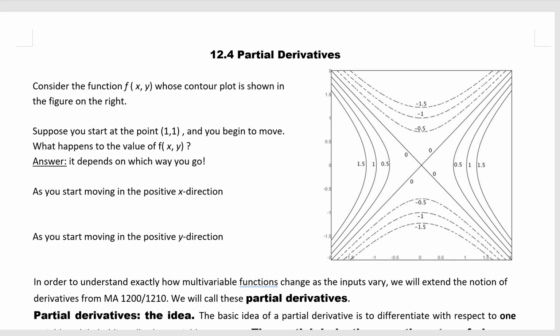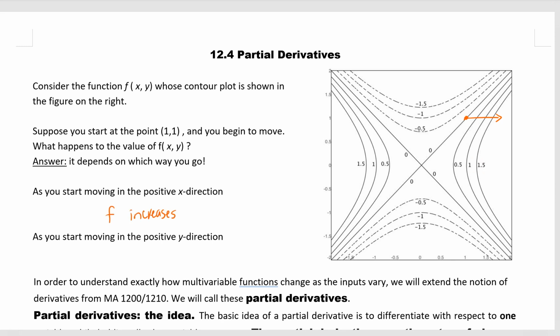As you start moving in the positive x direction. So we're at the point (1, 1). So (1, 1) is right here. If we move in the positive x direction, what happened? You can see the numbers increase, right? So we have the function f increases.